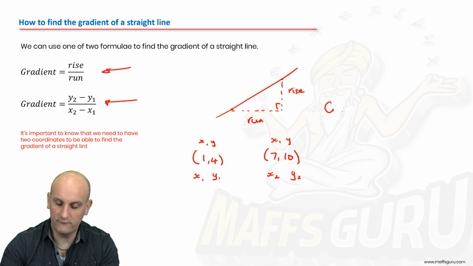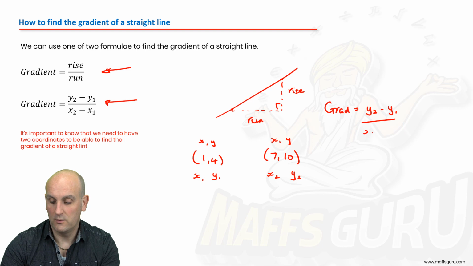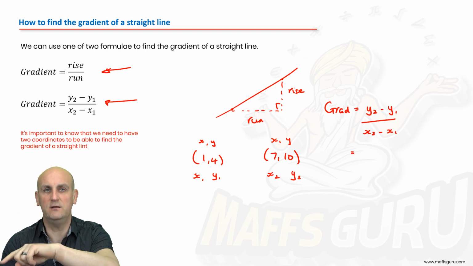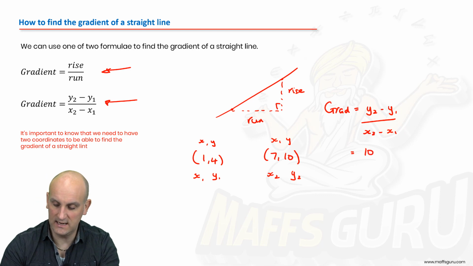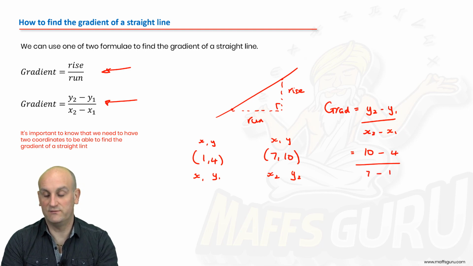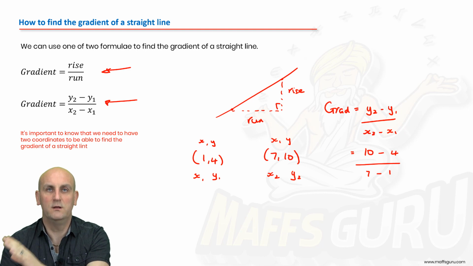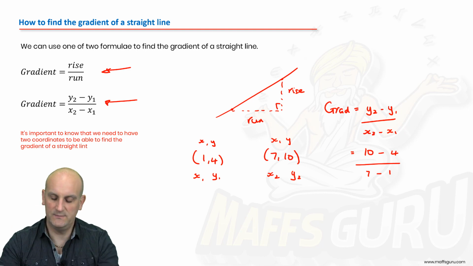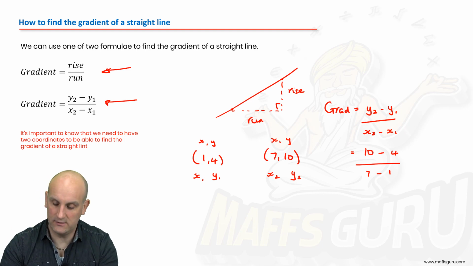So hold on a moment. When I now have my formula for gradient is equal to y2 minus y1 on x2 minus x1, then all it's telling me is take the second y value, which in this situation is 10, and subtract the first y value, which in this situation is 4. Take the second x value, 7, and subtract the first x value, which is 1. Now the whole thing here is you've got to get these the right way around. If you do the second coordinate minus the first coordinate, easy peasy lemon squeezy. Funnily enough, it doesn't actually matter, and I'll show you why in a moment.